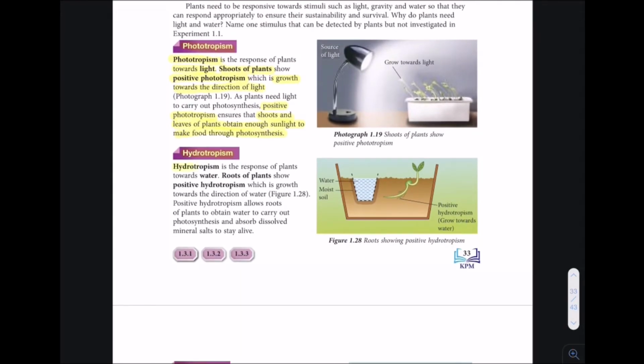So next, hydrotropism. Hydrotropism is the response of plants towards water. The roots of the plants grow towards the direction of water, also known as positive hydrotropism. What positive hydrotropism allows the roots to do is obtain water to carry out photosynthesis and also absorb dissolved mineral salts to stay alive.